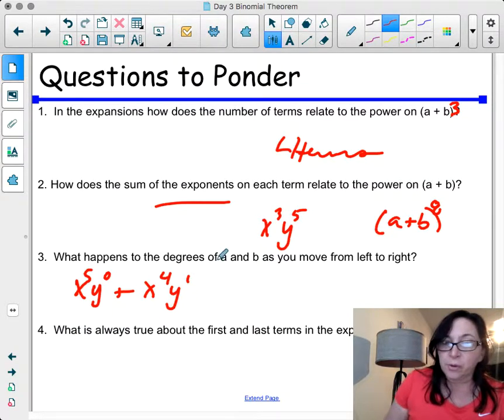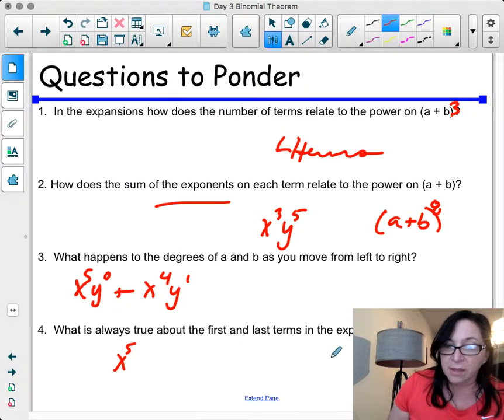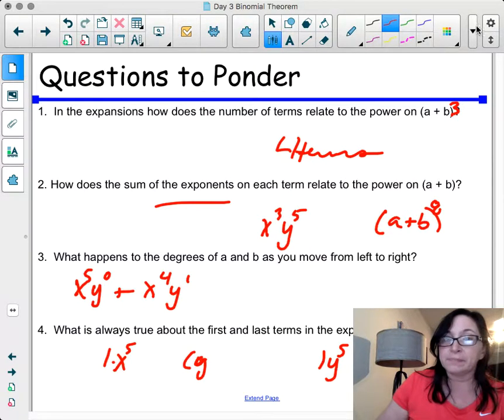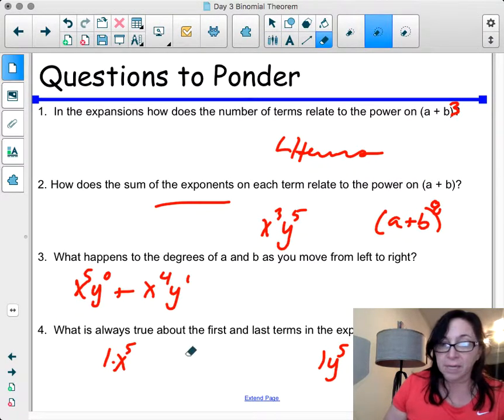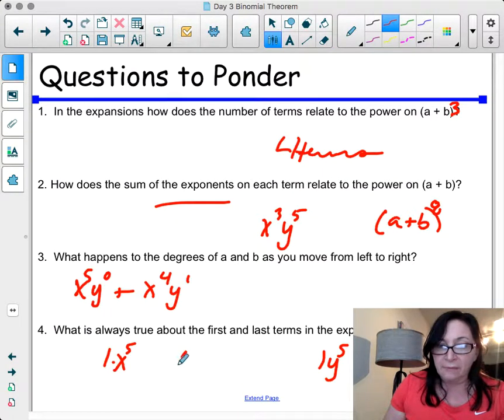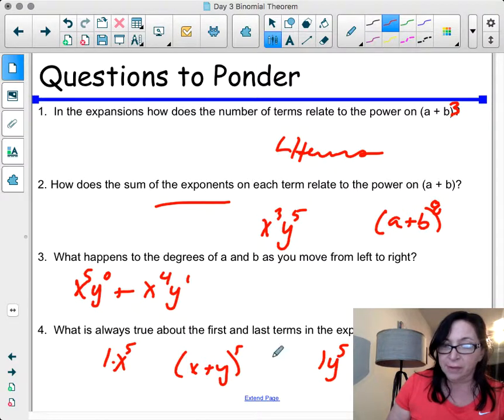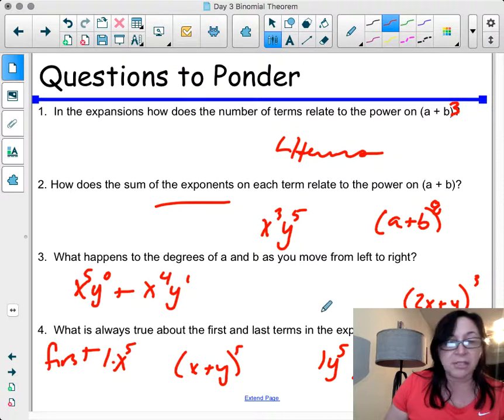What's always true about the first and last terms of the expansion? The first term is always going to be x to the 5th, the last term will be y to the 5th, and the coefficients are always going to be 1 as long as there are no values in front of the x plus y. Meaning, if I have x plus y like this by itself, that's what the first and last term look like. However, if I were to put something in front like that, that's going to change everything. So that's not going to give you this right here as easily.